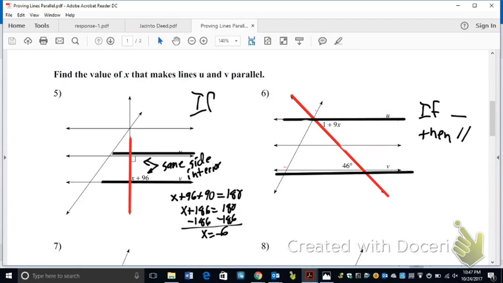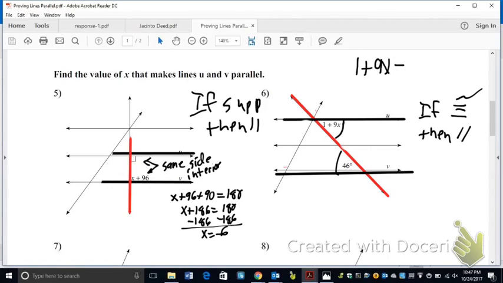Well, over on the left side we said if they're supplementary, then they're parallel. Here we're going to say if they're congruent, they're parallel. Because the converse of the alternate interior angles theorem says that if two lines and a transversal create alternate interior angles which are congruent, then the lines are parallel. So congruent means that the measures are equal to each other.